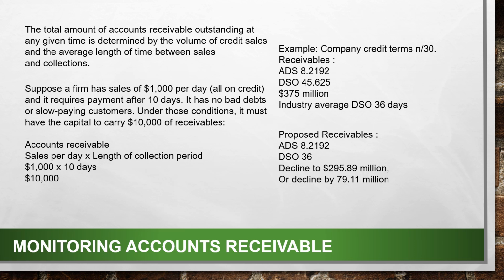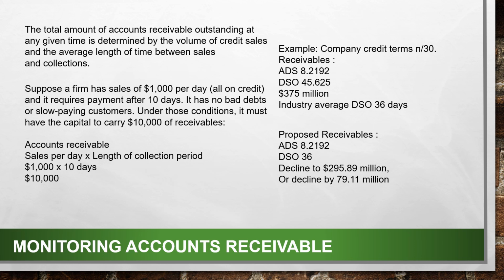So we have the proposal. If we wanted to reduce the DSO and meet the industry average of 36 days, then what will happen to our capital tied in receivables? As you can see, just multiply the average daily sales of 8.2192 million by 36. So our answer would be 295.89 million, and that means a decline of 79.11 million.